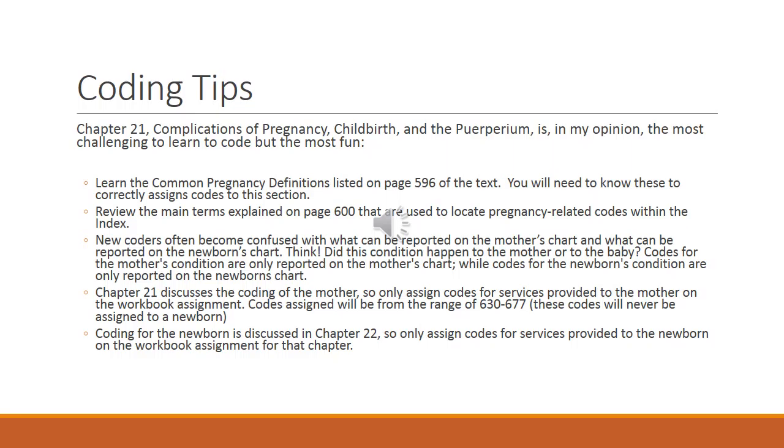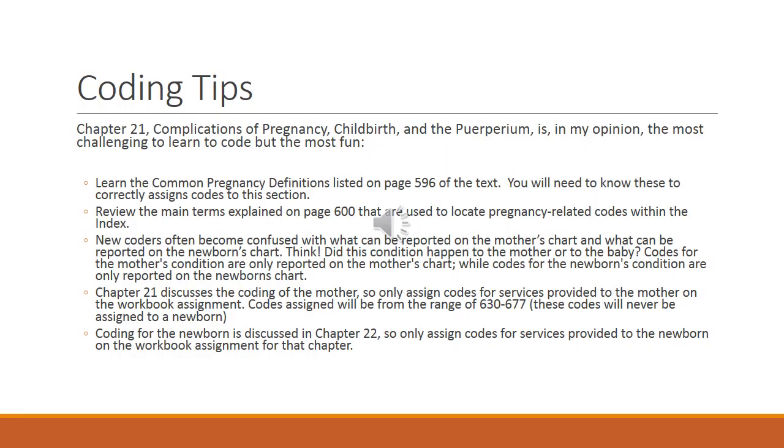Next, review the main terms explained on page 600 that are used to locate pregnancy-related codes within the index. Next, new coders often become confused with what can be reported on the mother's chart and what can be reported on the newborn's chart. Think, did this condition happen to the mother or to the baby? Codes for the mother's condition are only reported on the mother's chart, while codes for the newborn's condition are only reported on the newborn's chart.